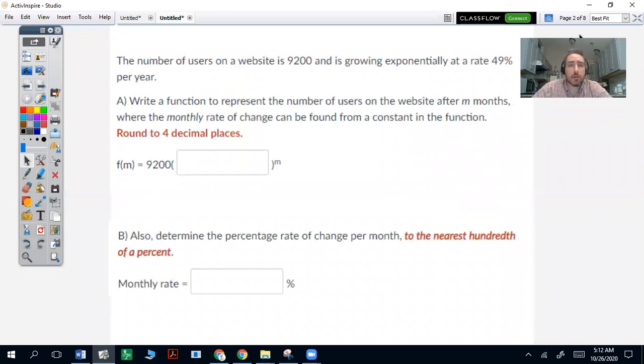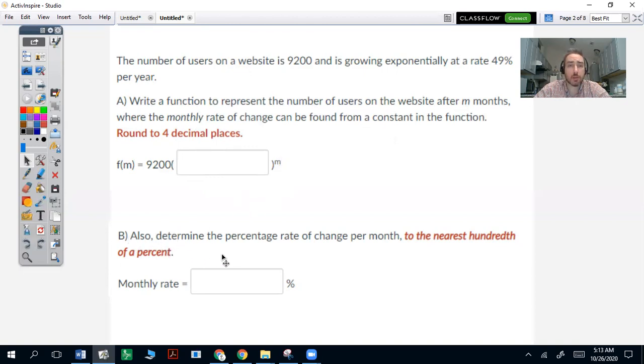In this example, we have the number of users on a website is 9,200 and is growing exponentially at a rate of 49% per year. We have two things we want to do. We want to write a function to represent the number of users on the website after m months. So instead of years, we want to transform it into months, where the monthly rate of change can be found from a constant in the function. We want to round that to 4 decimal places. So we're looking for this number here in terms of month instead of years.